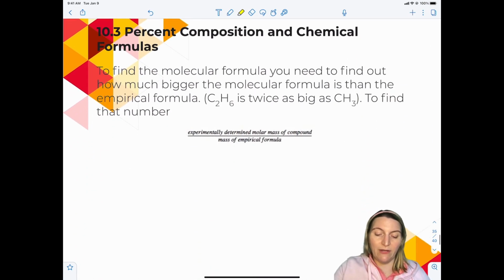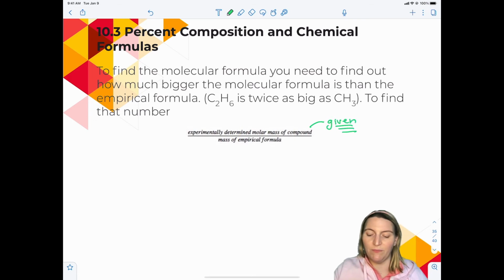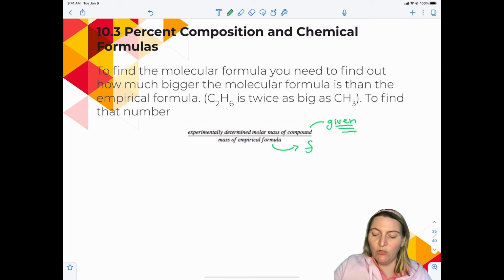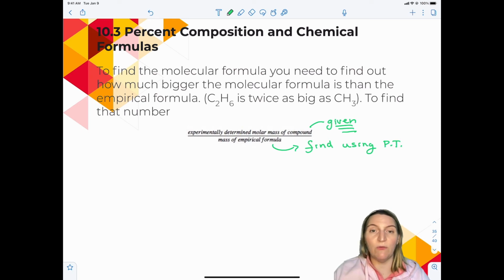So to find the molecular formula, you need to find out how much bigger that formula is than the empirical. Like I said, twice as big, 3 times as big. So you take the experimentally determined molar mass of the compound. This is going to be given to you in the problem. And you divide that by the mass of the empirical formula, which you're going to need to find using the periodic table. And then that number will be 2, 3, 4, 5, and then you would multiply all the subscripts by that.